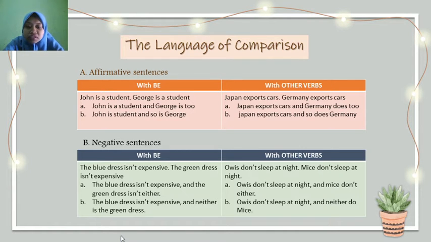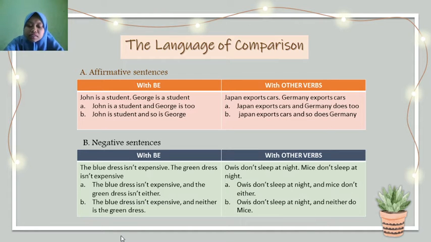In the language of comparisons, there are affirmative sentences and negative sentences with be and with other verbs. Affirmative sentences with be: John is a student, George is a student, becomes A, John is a student and George is too. B, John is a student and so is George. With other verbs: Japan exports cars, Germany exports cars, can be A, Japan exports cars and Germany does too. B, Japan exports cars and so does Germany.